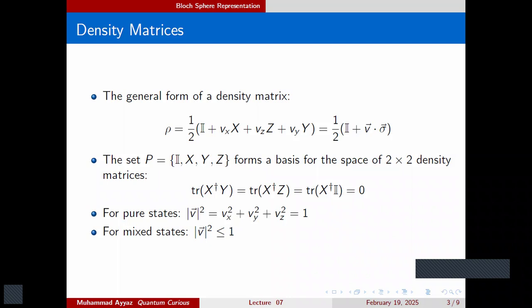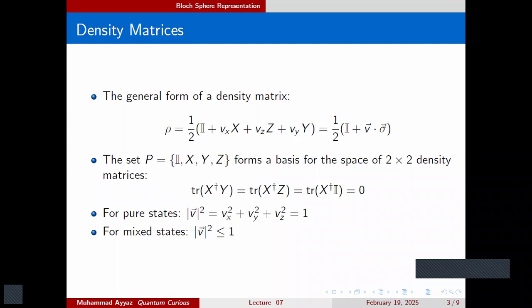Generalizing that concept of visualization to the density matrix, we can represent the density matrix with the help of the Pauli matrices and the Bloch vector. In compact form, we can write it as the dot product of two vectors. So you might be thinking, is it a good or valid way to represent the density matrix?